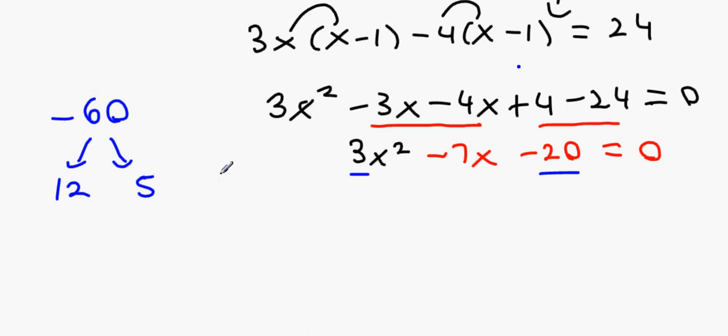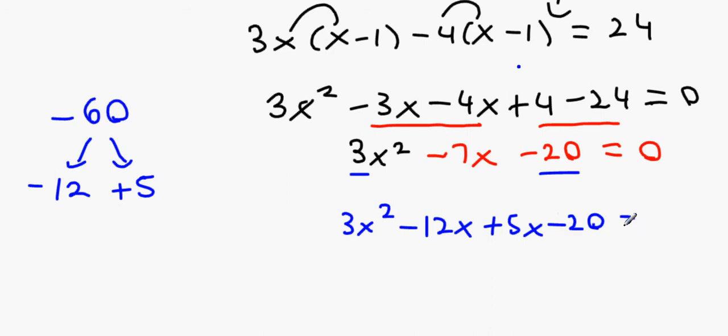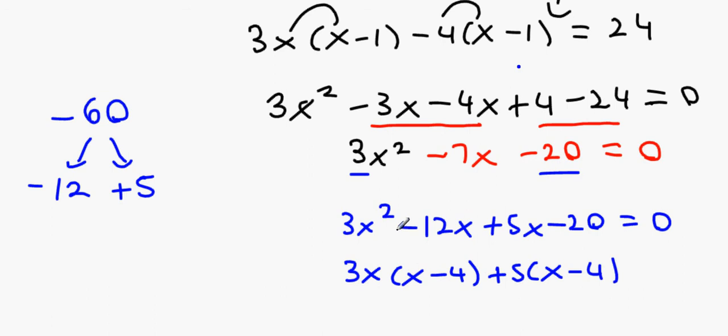So what we get here is 3x squared minus 12x. Now remember, this isn't a 1x squared one, so we have to do it the slightly longer way here. Plus 5x, minus 20 equals 0. So we're going to get 3x into x minus 4 plus 5 into x minus 4. Because when you multiply it back out it's the same, remember to factorize 3x in common. 3x by x is 3x squared, right?